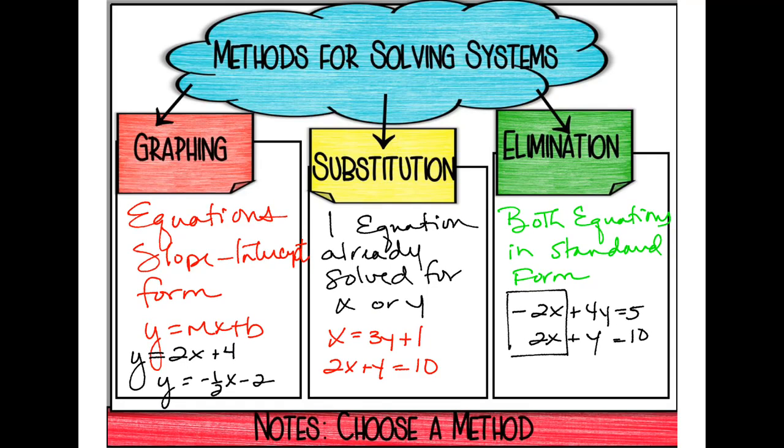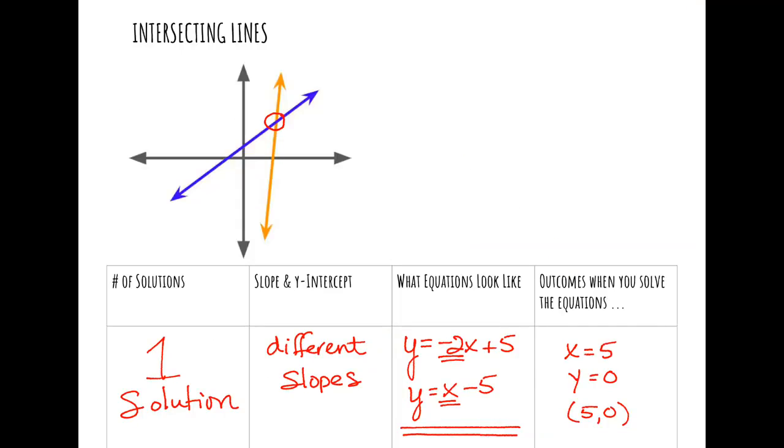And finally, for elimination, both equations should be in standard form, and it really helps if one of the coefficients at least have the inverse values. So in this case, it's negative 2x and positive 2x. When I add these together, I will immediately eliminate the x terms. Then we looked at the three different types of solutions that you can get with a system of linear equations.